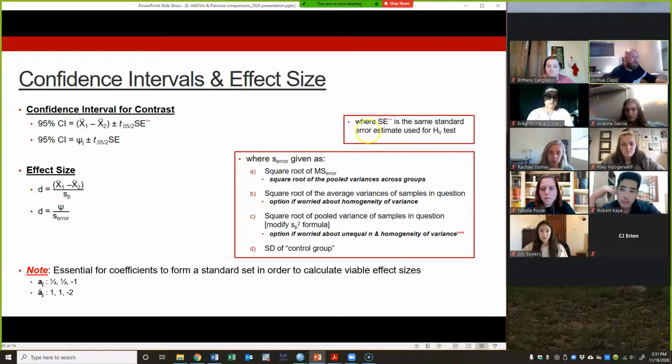But let's say I have a concern about unequal sample sizes and homogeneity of variance, I kind of double down on this, right? Well, now if I've got different cell sizes, I can't take just the average, because the cells with more people in them, I'm assuming, are going to give me a more precise estimate than the cells with less people. So what I would do then is modify that pooled variance formula, as we talked about last time, to get a weighted average of just the cells I have in question here, okay? Or standard deviation of the control group. If I have a control group, this is going to be an option, okay?